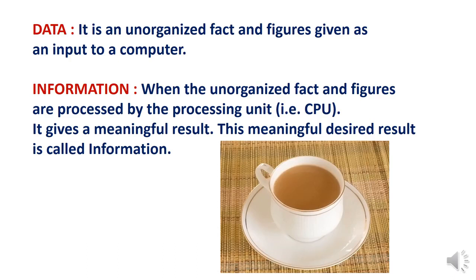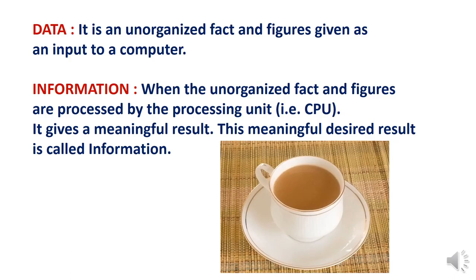Now let us talk about one example, and with the example I hope it will become very clear what is data and information. So let us talk about how to book a railway ticket. What are the details we need to provide to book a railway ticket? We need to provide the source station, the destination, the date of journey and the number of persons traveling.